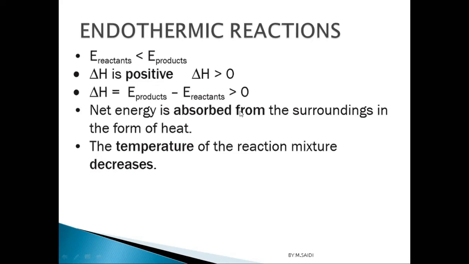Net energy is absorbed. Since you have reactant A and then product B, product B has absorbed the energy, then obviously the energy is going to be a little bit higher. So energy is absorbed from the surrounding in the form of heat. And then what will happen? What is the best example here?